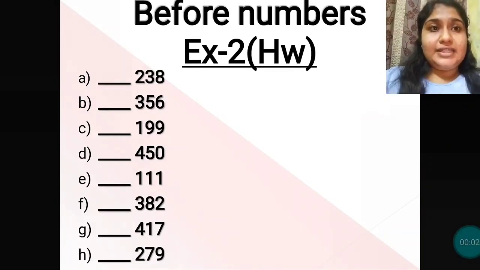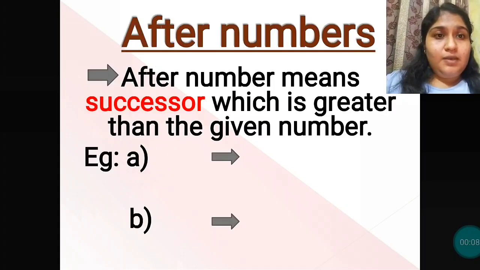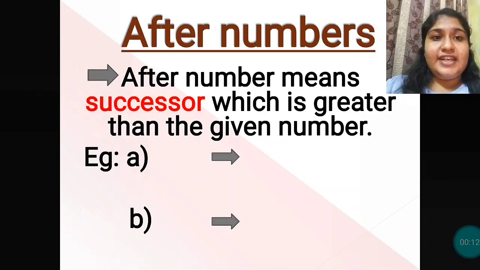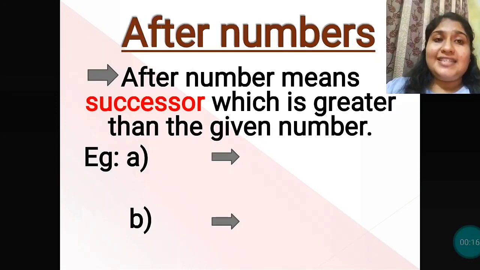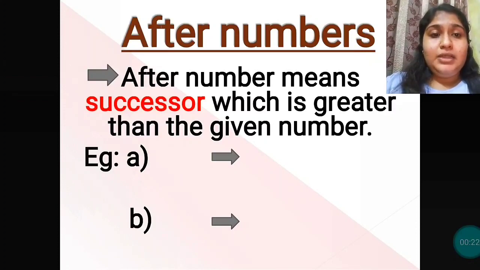So our next topic is after numbers. Let's see what these after numbers are. After number means successor, which is greater than the given number. So here students, successor. Successor means जो number बाद में आता है. Let's see with the help of an example.